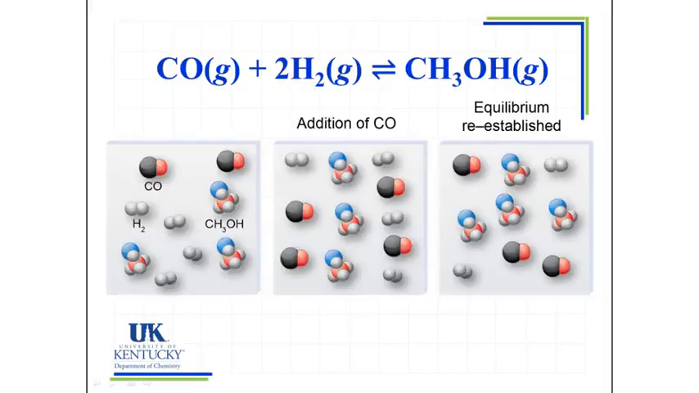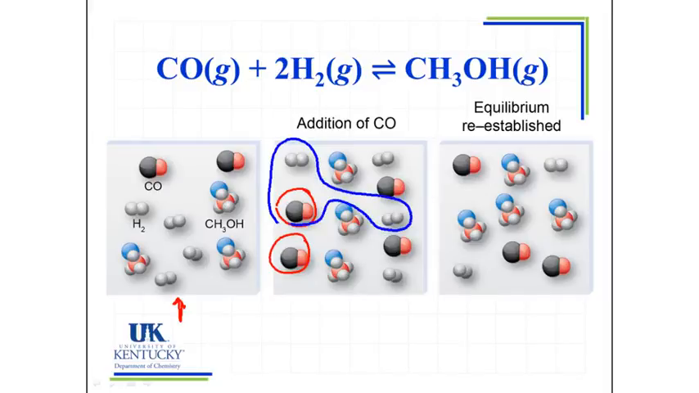So let's look at a drawing here of what's going on. Here I have my reaction at equilibrium in the first panel. I go to the second panel. I've added additional carbon monoxide. Now the reaction needs to return to equilibrium. In order to do this, it needs to consume one of our carbon monoxides and two of our hydrogens. And when it does that, it will form a molecule of CH3OH.